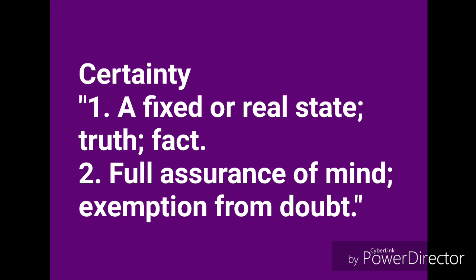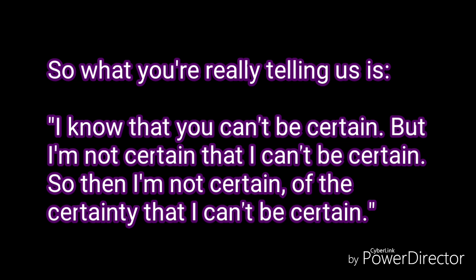Secondly, let's go through the term certainty. It's defined as a fixed or real state, truth, fact, full assurance of mind, exemption from doubt. But there are crazy people who believe you can't be certain of anything. Question. So how can you claim you can't be certain when you're not certain that you can't be certain? So what you're really telling us is, I know that you can't be certain, but I'm not certain that I can't be certain, so then I'm not certain of the certainty that I can't be certain.